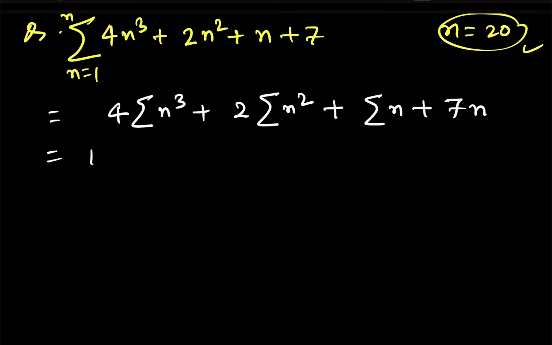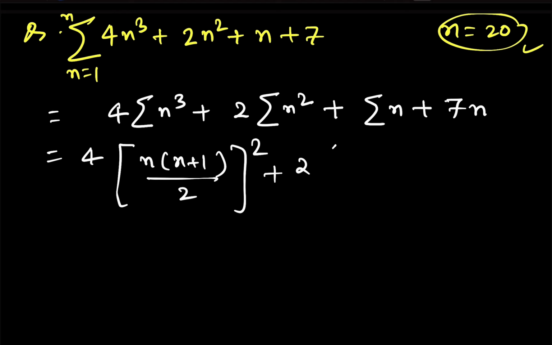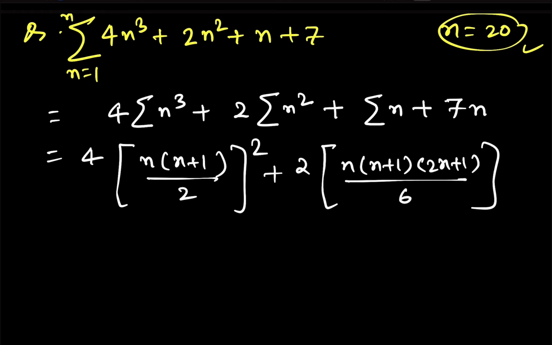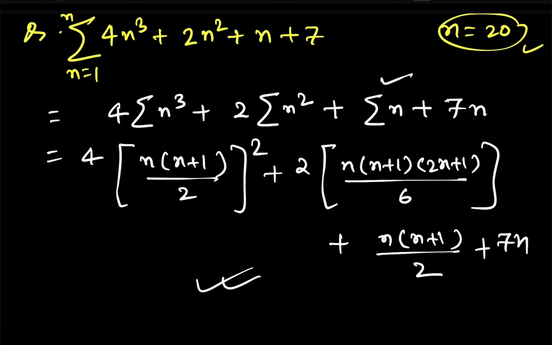I have told you that the summation of n cube is n into n plus 1 by 2, whole square, plus 2 into n into n plus 1 into 2n plus 1 by 6, plus n into n plus 1 by 2, plus 7n. So this is the answer. If you want to go for 20 terms, then you can just put the value of n equal to 20 in this and you can get the answer, or you can change it for any n value, any number of terms in the series, and find the result.